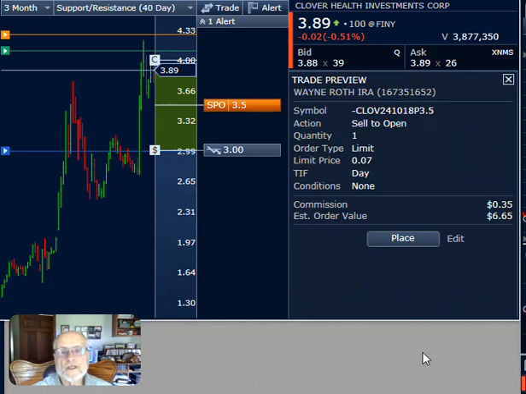And as you can see, if I decide to do this, I'm essentially selling a put for one contract, which is 100 shares, and I'm willing to accept 7 cents per share, or a total of $7 for this particular contract. Fidelity has a commission of 35 cents, so the cash that I would receive from this contract would be $6.65. I could place this, but I'm going to edit it.